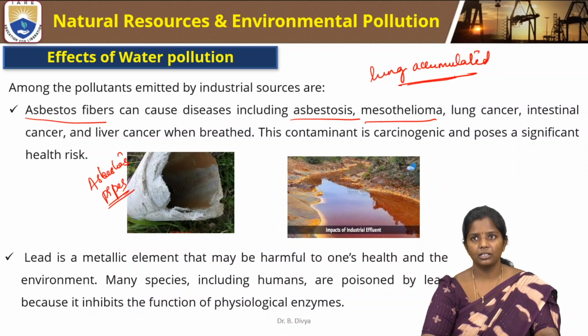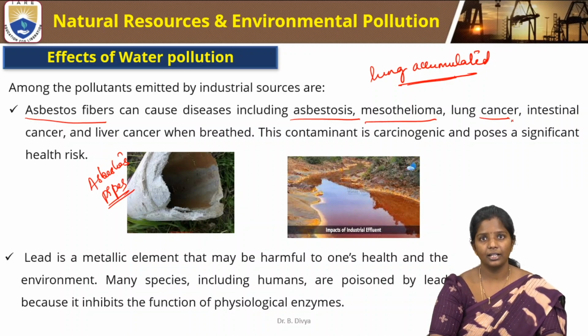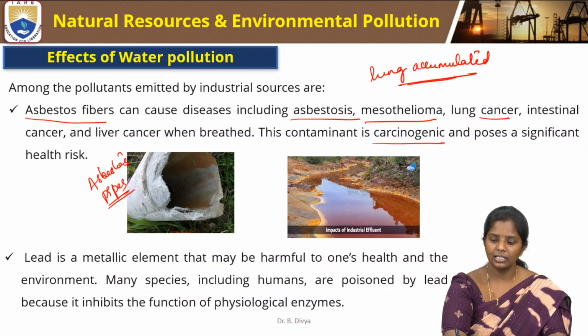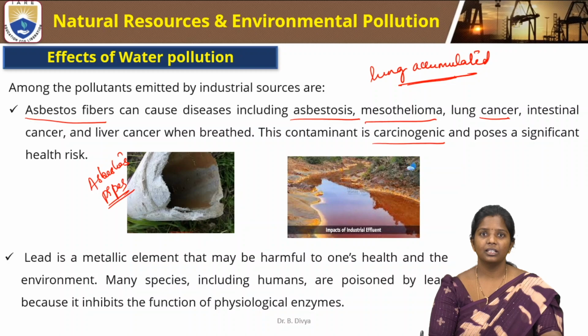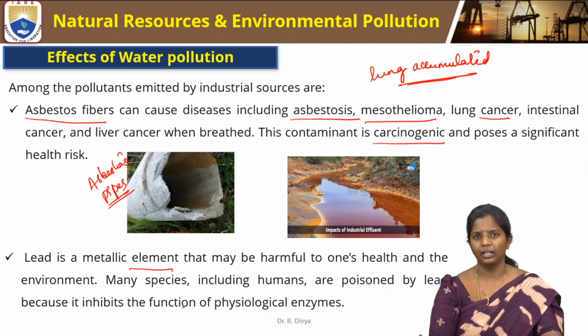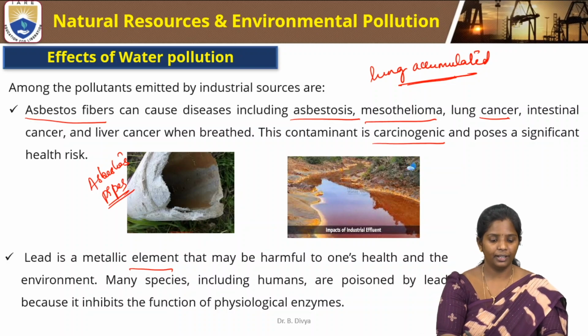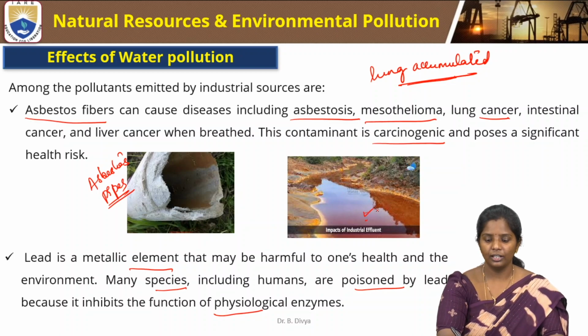These fibers accumulate in the lung and cause diseases like lung cancer, intestinal cancer, liver cancer, etc. We cannot even breathe properly. So this contaminant is carcinogenic and poses a significant health risk. The other example is lead, heavy metal contamination due to industrial effluents. Lead is one of the metals that is harmful to mankind and the environment. Many species, including humans, are poisoned by lead because it inhibits the functioning of physiological enzymes. So these are the impacts due to industrial effluents.